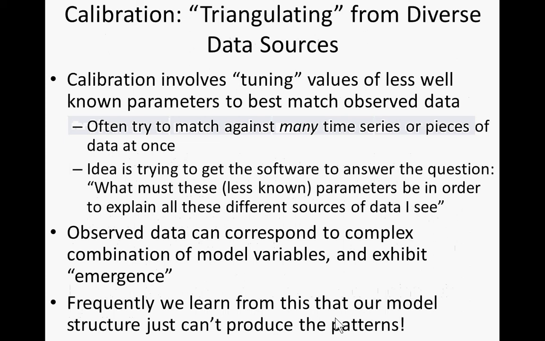Sometimes, and this is one of the most important aspects of calibration, we learn that our model structure just cannot produce the observed patterns, that the structure itself is inadequate for accounting for the observed patterns of data. And in those cases, we have to go back and reconsider our model structure. This happens very frequently. It happens maybe about half the time for me. I find it just can't happen. And ladies and gentlemen, that is a very good thing. This is where a tremendous amount of learning takes place in modeling. Basically, it keeps you honest.